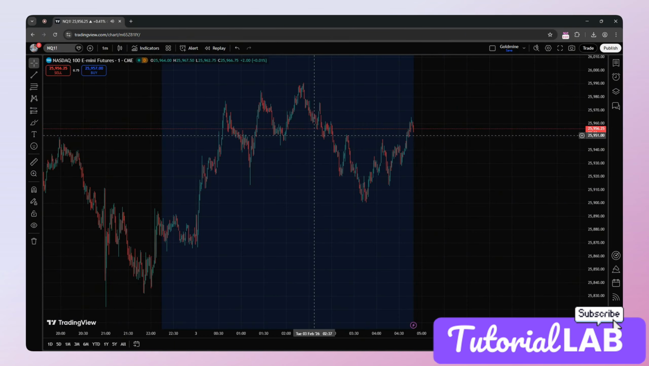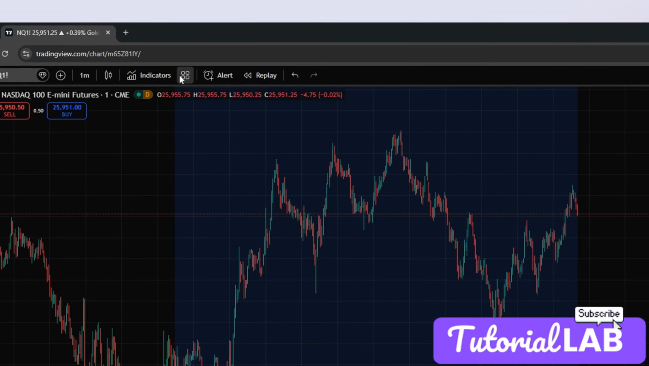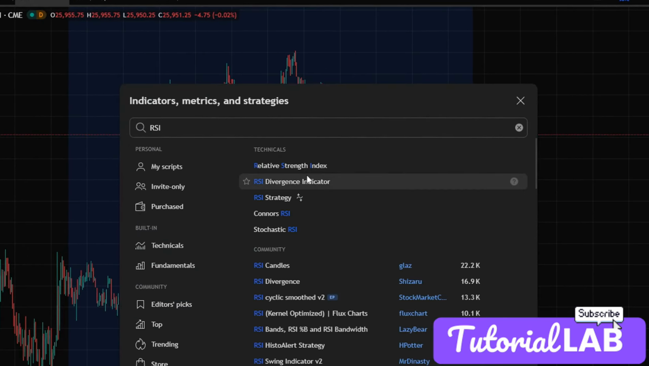Hello everyone. In this video, we will show you the best entry and exit tools in Tradingview, helping us make smarter trading decisions without relying on moving averages. These tools focus on momentum, volatility, volume, and patterns, giving us clear signals for when to enter or exit a trade. Let's get started. First, let's talk about the Relative Strength Index, or RSI.